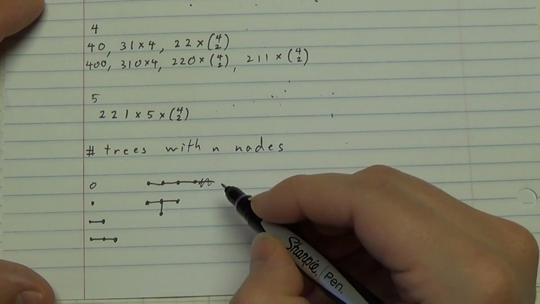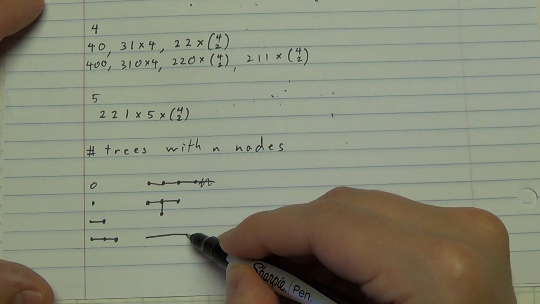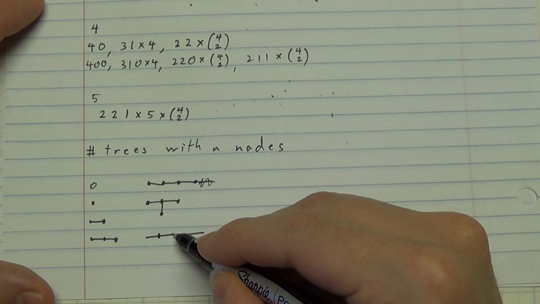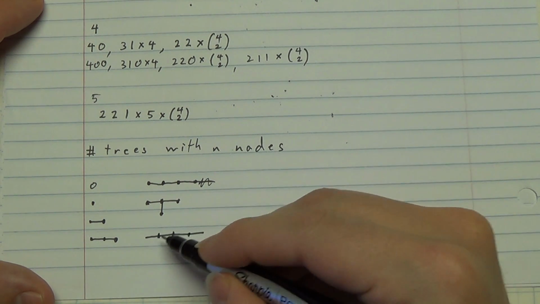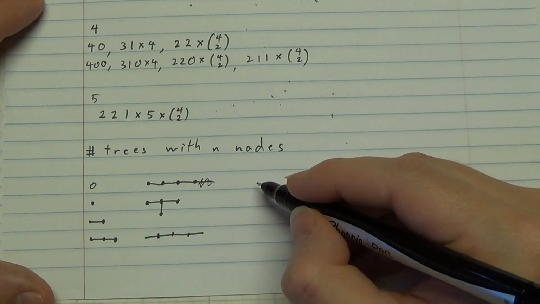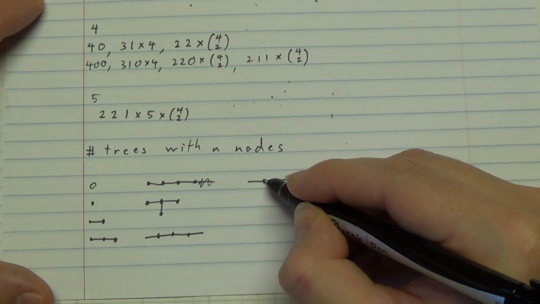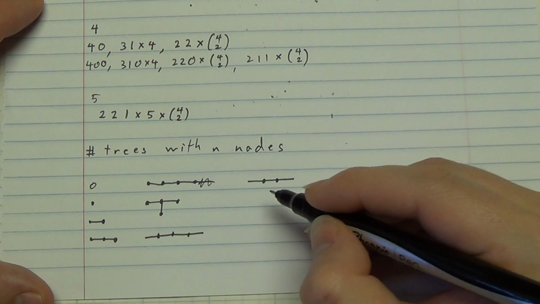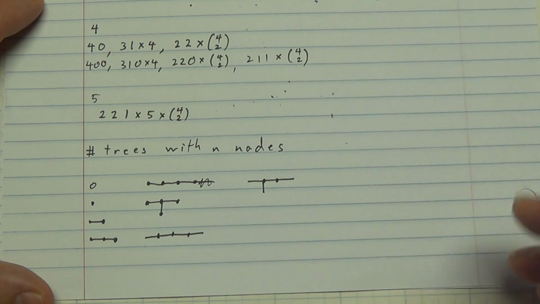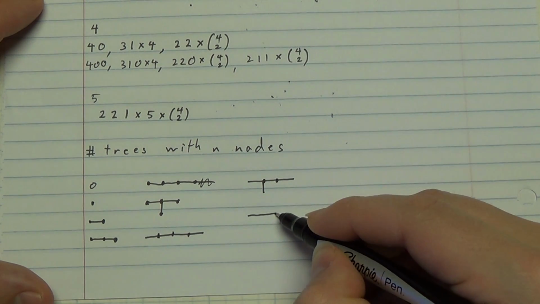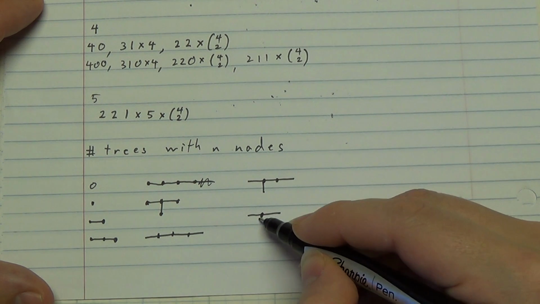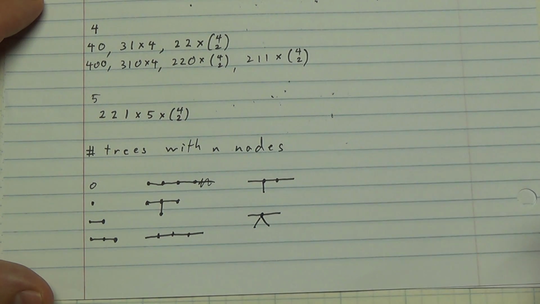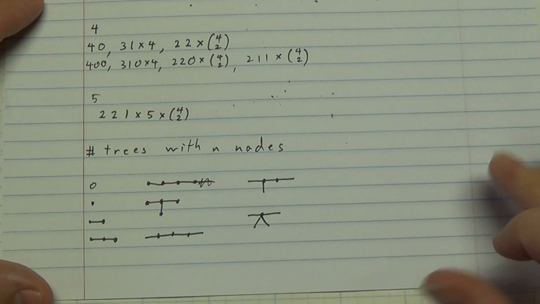5 nodes. I'm going to stop drawing the endpoints. So 1, 2, 3, 4, 5. There's a tree with 5 nodes. There's another tree with 5 nodes, and another. So 1, 2, 3 trees with 5 nodes.